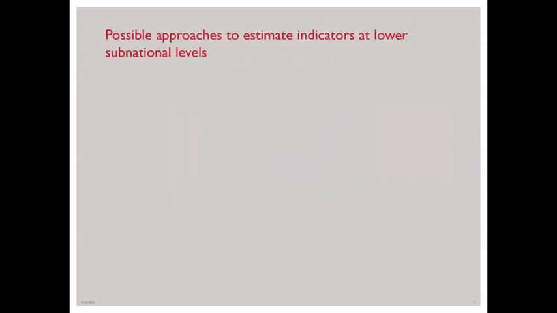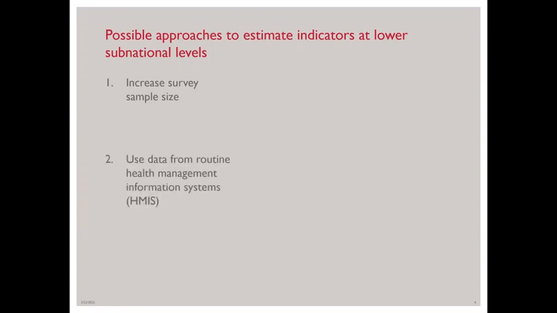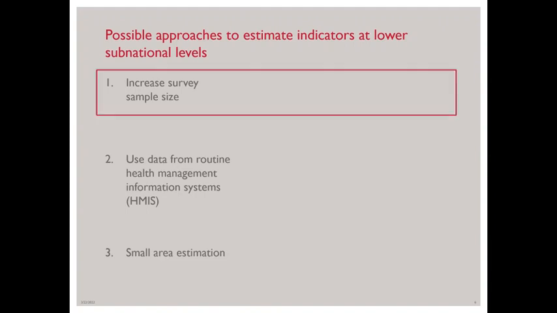Given that we'd like to regularly produce indicator estimates at the Admin 2 level, we need to review and evaluate the different approaches that exist to accomplish this task. One approach would be to increase the survey sample size. A second would be to use data from routine health management information systems, or HMIS. And a third would be to use a statistical approach, such as small area estimation.